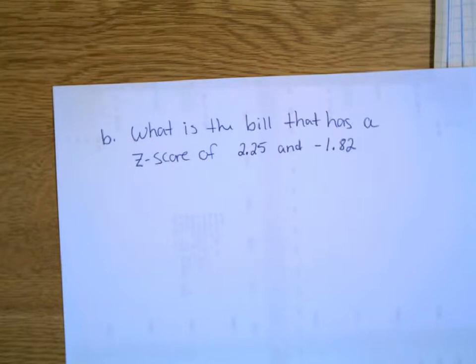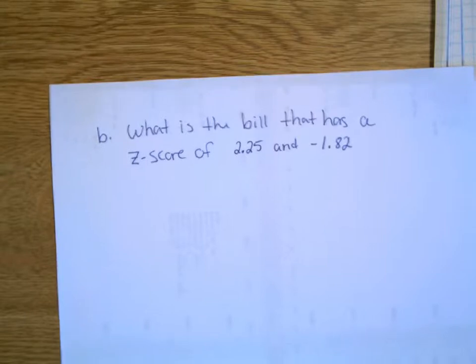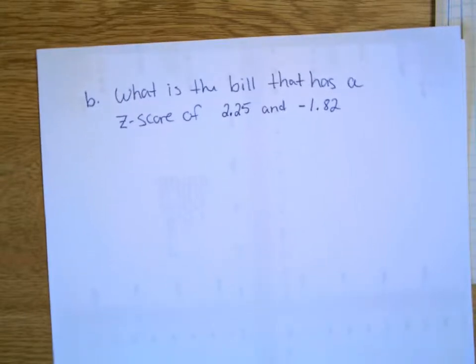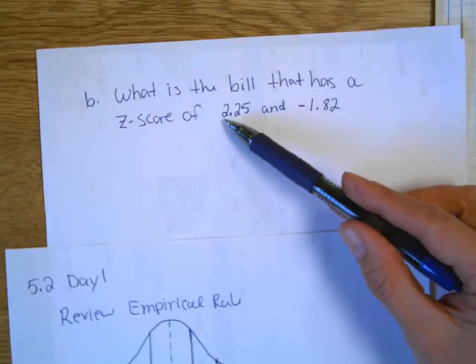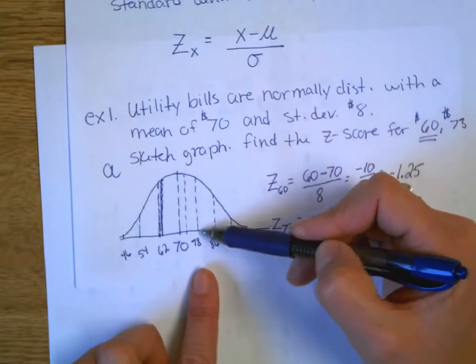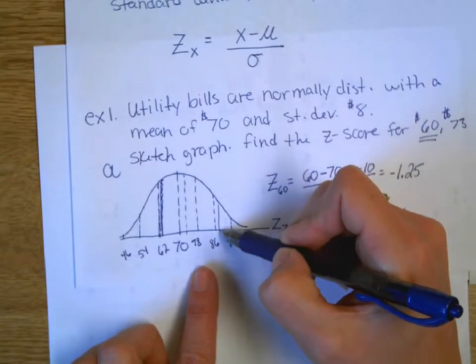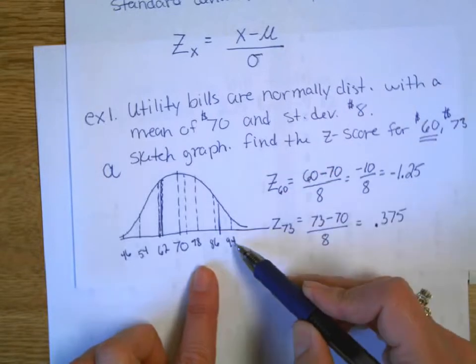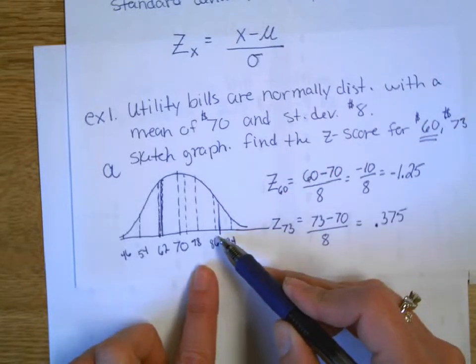Okay, what is the bill that has a z-score of 2.25 and a z-score of negative 1.82? So if I just look back at the graph for a minute, I know the z-score, but I don't know what the amount of the bill is. That's what we're going to reverse our formula for. The bill that's 2.25 above the mean is somewhere up in here. It's above $86, but less than $94. I want to be able to find that.